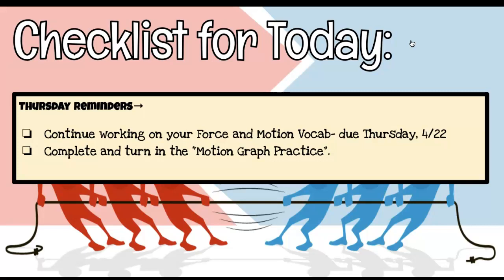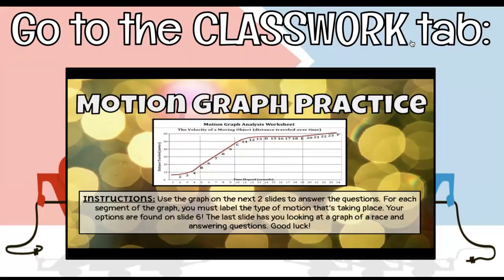Also today in class we did some motion graph practice, where we looked at a motion graph and analyzed the motion that was happening at each segment. It looks like this. This is found under your classwork tab, titled Motion Graph Practice. If you will, go ahead and get that out. I'm going to briefly go over the activity and do a couple of them with you just to get you started and to show you how it works. Okay?